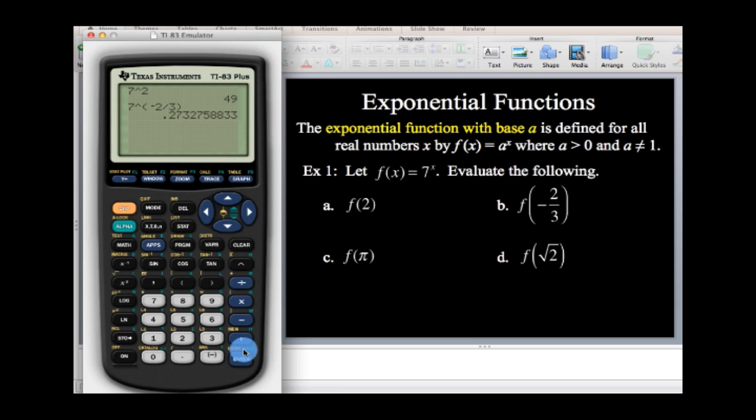In C, we've got an x value of pi, so we've got 7 raised to the pi. The pi button is second, and that same caret symbol. So that's 7 raised to the pi power, and you can see that's 451.808 approximately. And then the last one, part D, 7 raised to the square root of 2. The square root symbol is right here, diagonally up from the 7. Then we'll put in our 2, close parentheses, and we get 15.673 approximately.